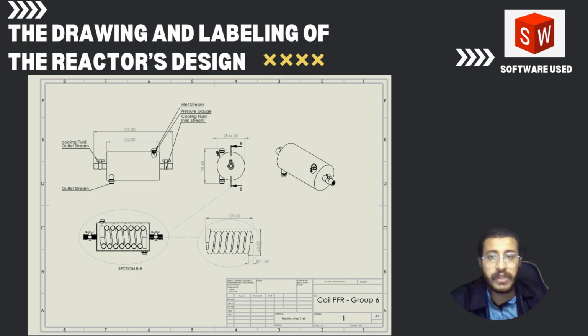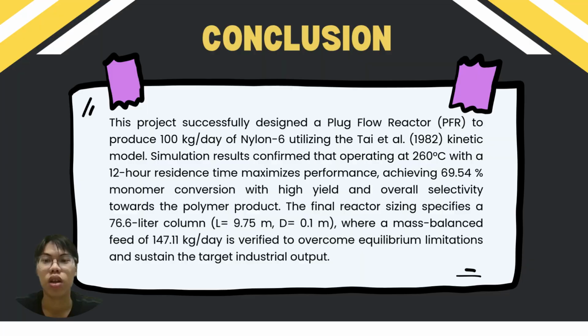Thank you so much. To wrap up, we used the advanced kinetic model to design a reactor capable of meeting the 100 kg per day target. Our simulation proved that a 12-hour residence time at 260 degrees Celsius is optimal, giving us nearly 69% conversion while maintaining high selectivity against impurities. The final design resulted in a compact 76-liter column requiring roughly 147 kg of daily feed to balance the reaction equilibrium and hit our production goal.